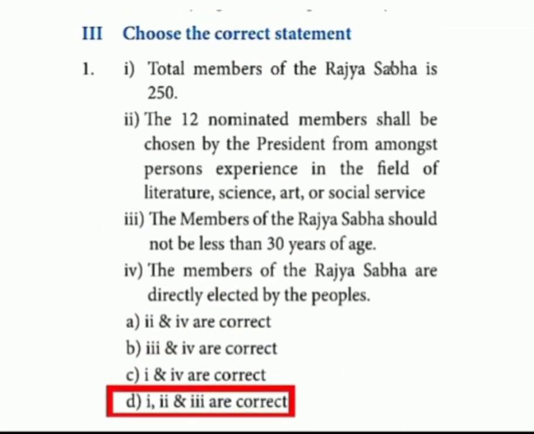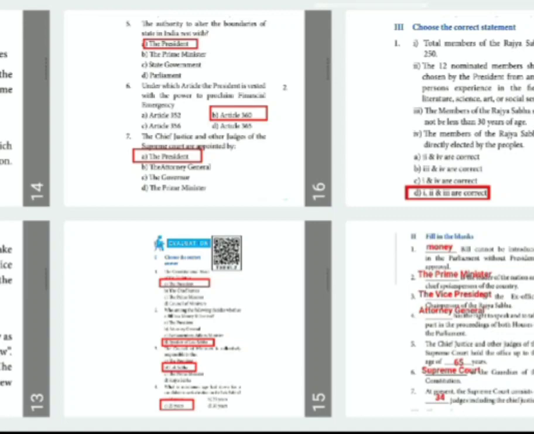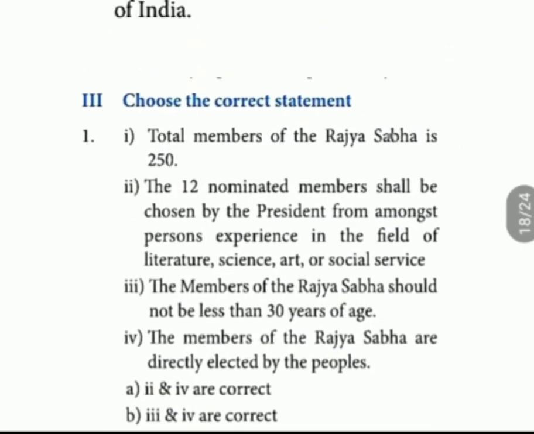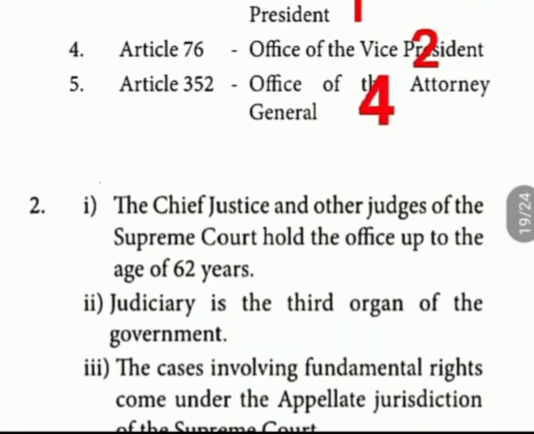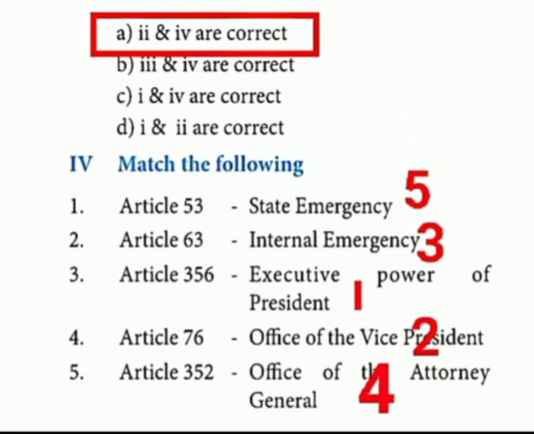Next one, choose the correct statement answer. First one, D. Option D is the correct answer. Second one answer, A is the correct answer. A part is the correct answer. The next one, match the following. By checking this, you can mark it.